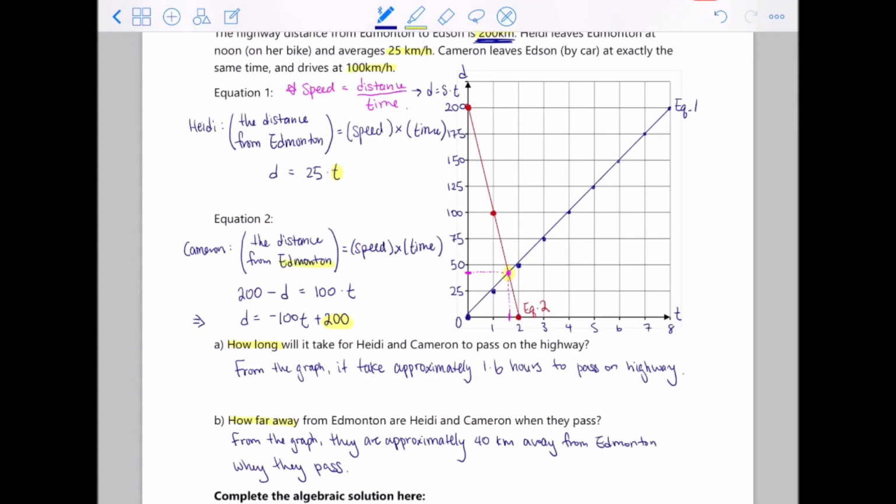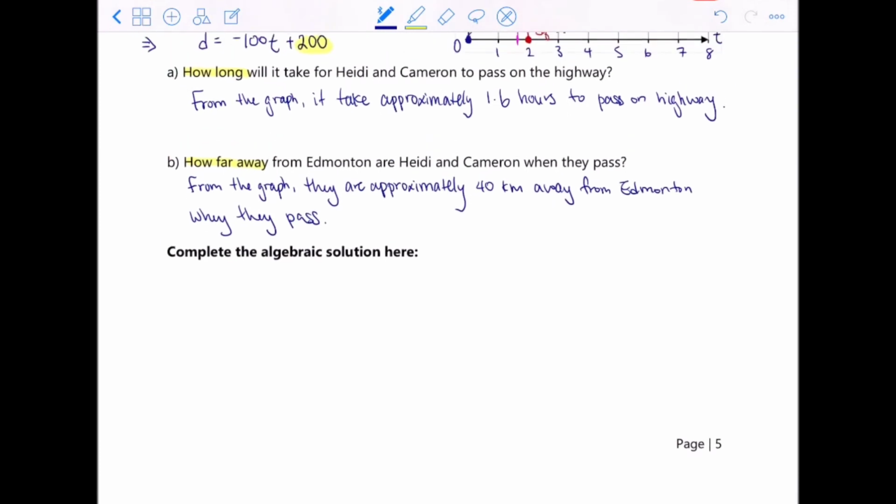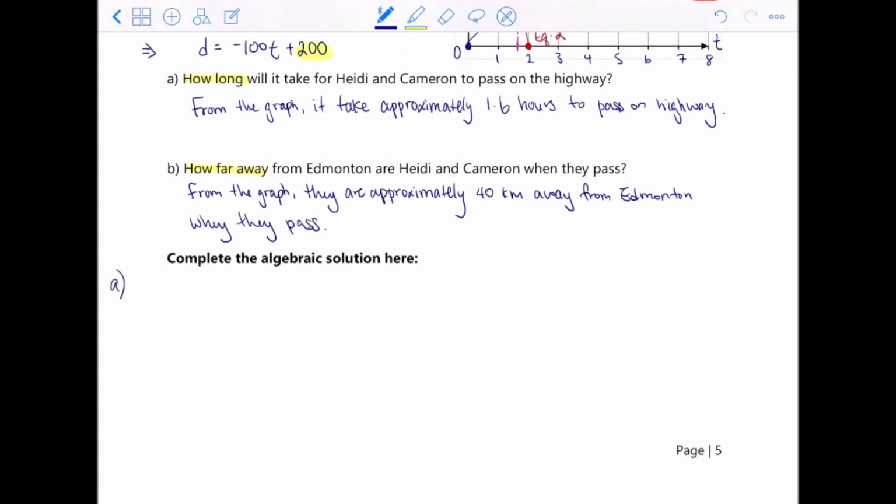And this time we want to complete the algebraic solutions here. So as in we're going to verify by solving algebraically. For part A, we'll just list the equations for Heidi and Cameron. So we have d equals 25t, and equation 2 is d equals 200 minus 100t. When we're solving it algebraically, we do need to make these two equations equal each other. So we're going to let d equals d. What I mean by that is that this d from the first equation goes right here, and the d from equation 2 goes right here. So essentially we're substituting.